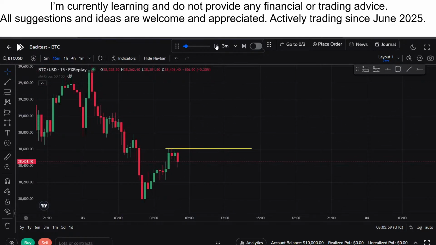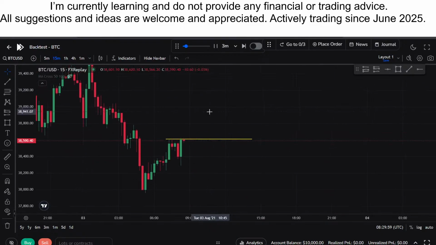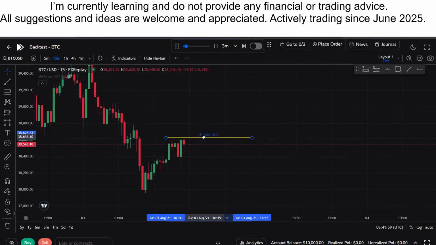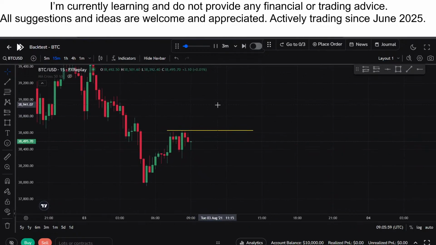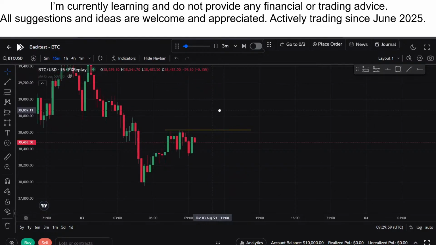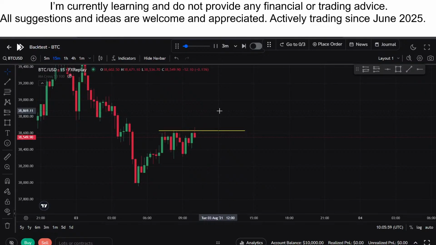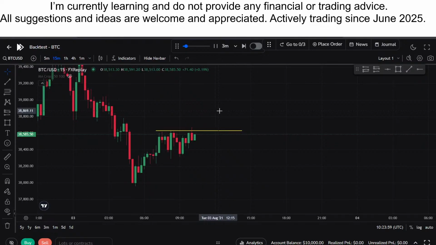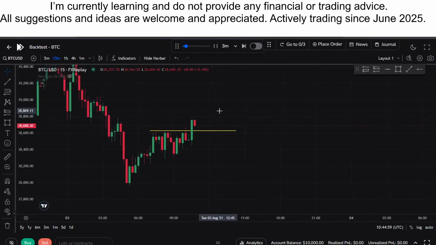Let's run the trade. It didn't break the structure, so it created a new high. No break of structure, still no break of structure. Wait, okay, no break of structure. The market is in consolidation.